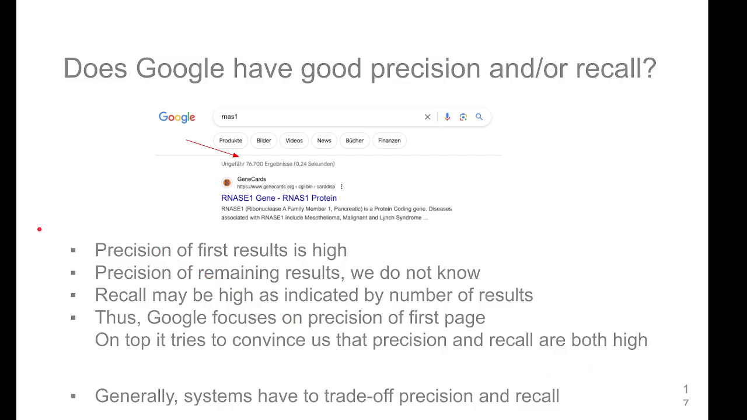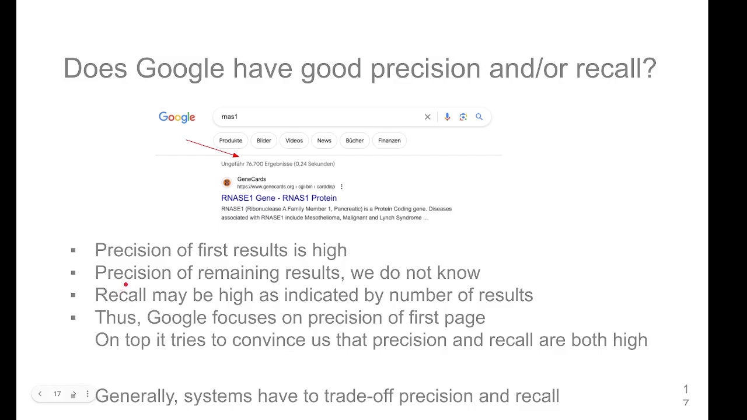So when you look at the first results, which we typically do, the first page of Google, then it has very high precision. Because for many, many queries, we will find a good result somewhere on the first page, and that means precision here is very high.